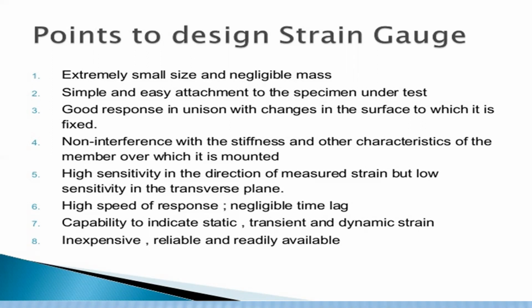So based upon these properties, we can maintain simple and easy attachment and good response to changes in the surface to which it is fixed, with no interference with the stiffness and other characteristics of the member on which it is mounted. So these are the different points to be taken to design a strain gauge. These are the main points to design one strain gauge.